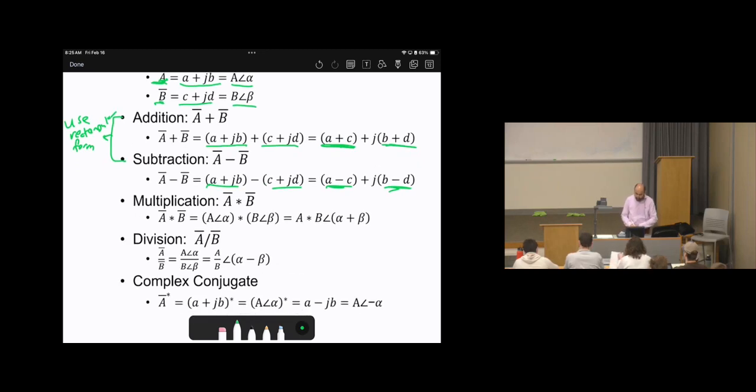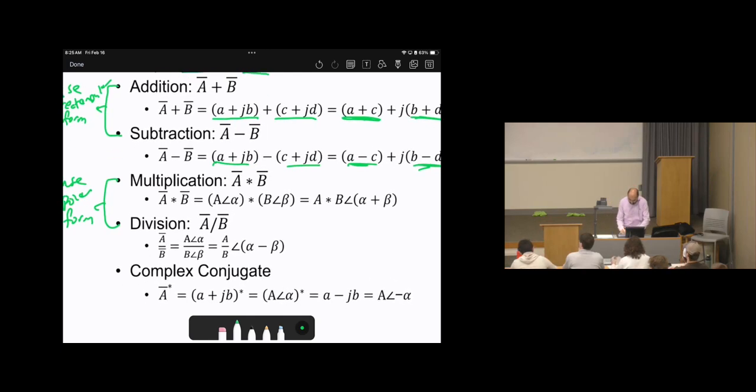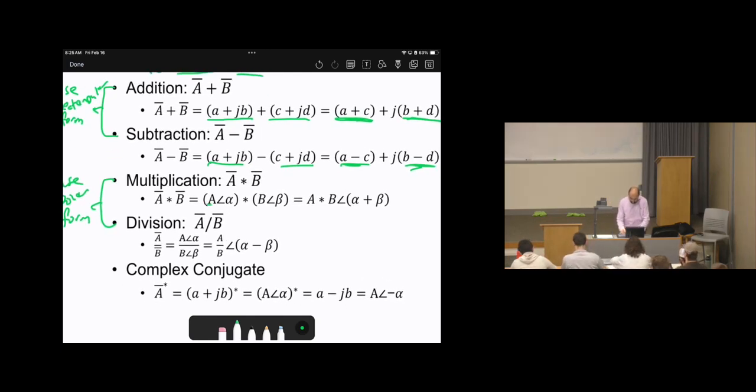However, whenever we have multiplication and division, the best thing is to use polar form. When you use polar form, it will make life much easier. Whenever there is a multiplication, use the polar form. So there is A and B. Multiply the magnitudes, while the angles, you will add them. While for division, divide the magnitudes and subtract the angles.